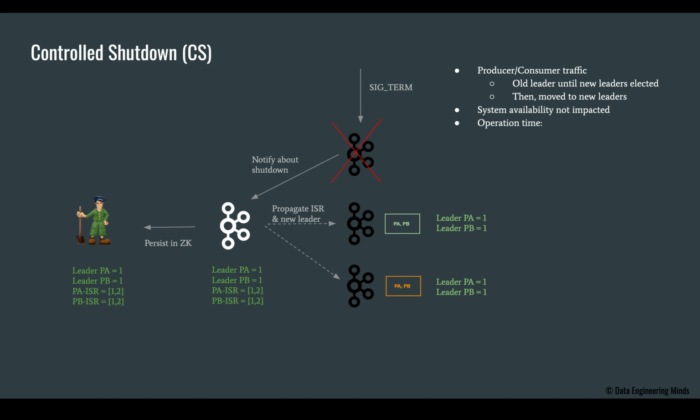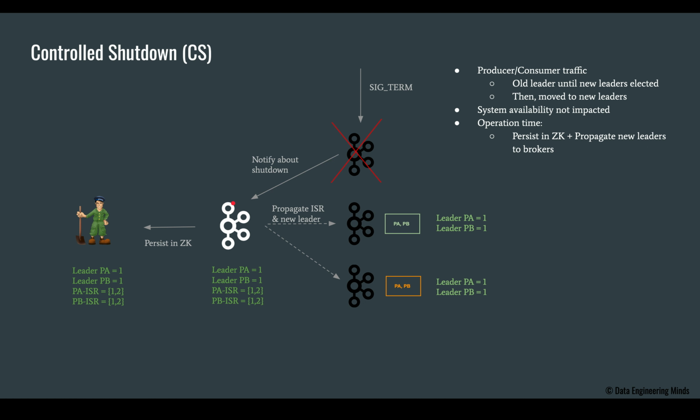The overall operation time required to perform a controlled shutdown is equal to the total time required to persist this updated information inside the Zookeeper and the total time required to propagate the updated information inside the remaining brokers. Here in this example, we have only two partitions. However, in reality, we may have lots and lots of leader partitions on the impacted broker, and hence we may have lots and lots of metadata to be moved to the Zookeeper from the controller.